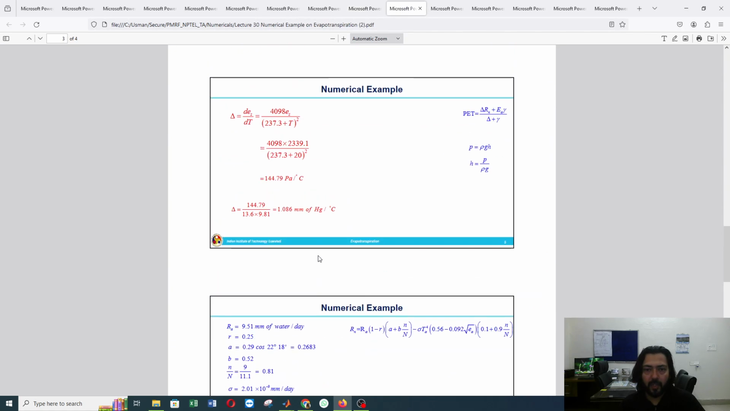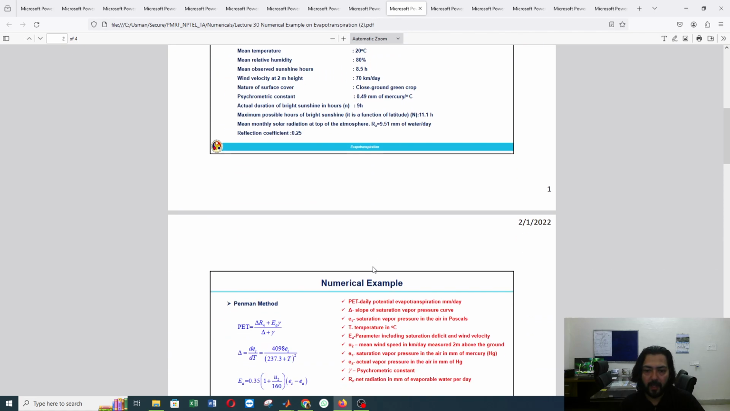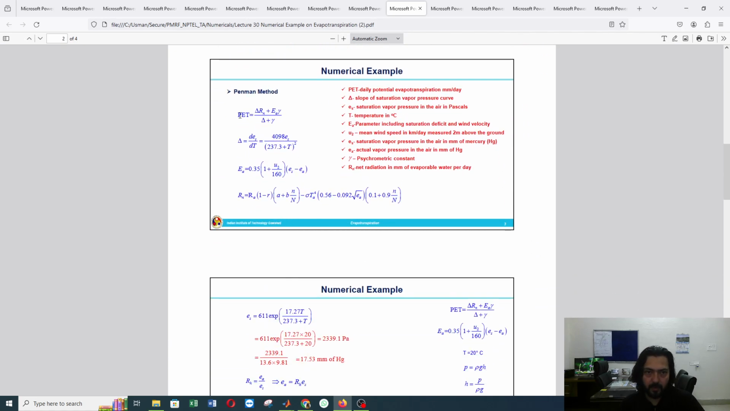Then we have seen a numerical based on how to calculate evapotranspiration. Here we have seen a numerical based on Penman's formula. This is the equation for Penman's formula. Here we need to calculate three terms.